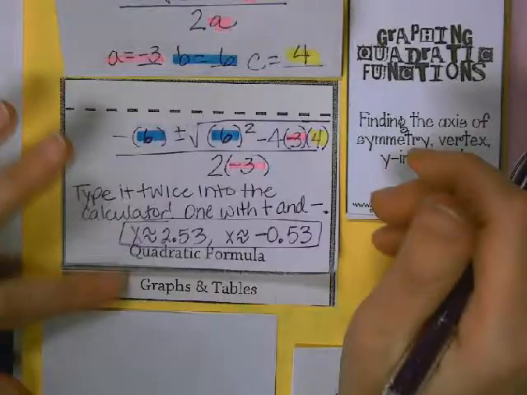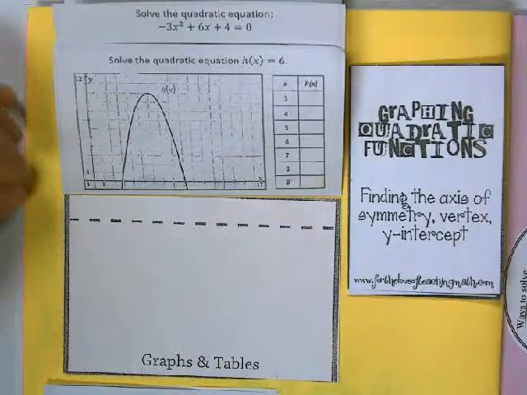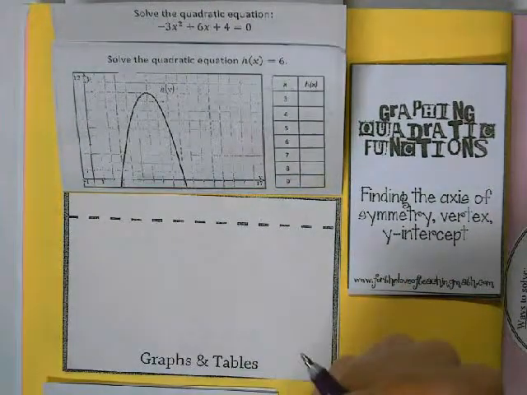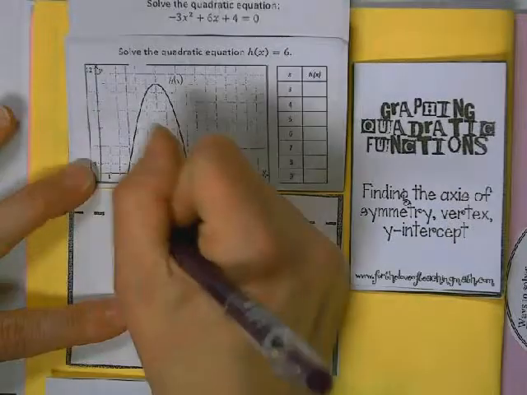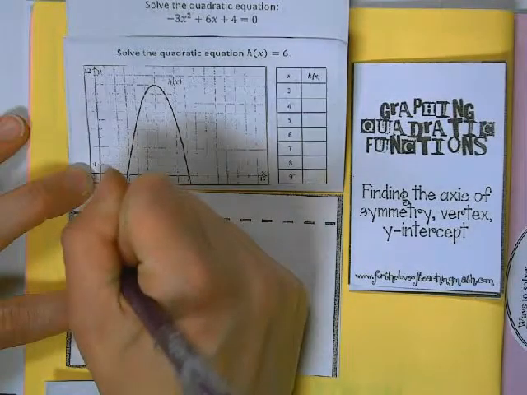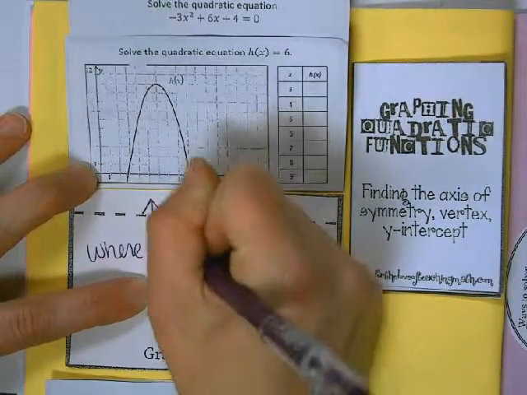Alright, the last one on this little flip chart is talking about graphs and tables. Graphs and tables are where it crosses the x-axis. It's the x-intercept. So on graphs, we want to know, where does it cross the x-axis?